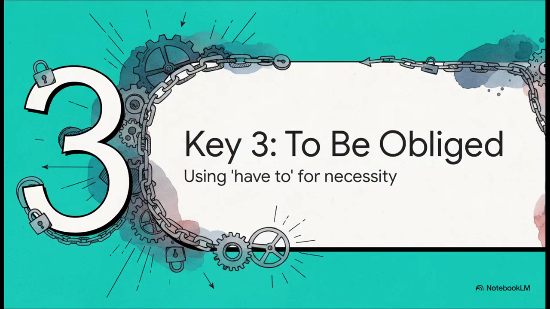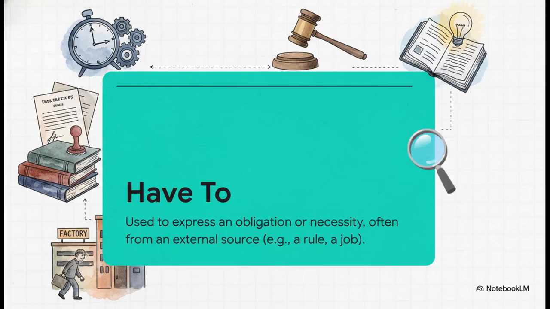Okay, let's get to our third and final key, and this one is an absolute powerhouse. The phrase, have to. I promise you are going to use this every single day. So, what does have to mean? Simple. It means something is necessary. You've got an obligation. And usually that obligation comes from somewhere else, like a rule, or your job, or a deadline. I have to go to work because my job says so. She has to study because the exam is tomorrow.